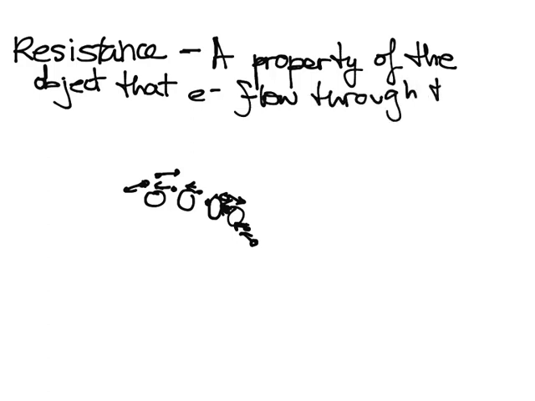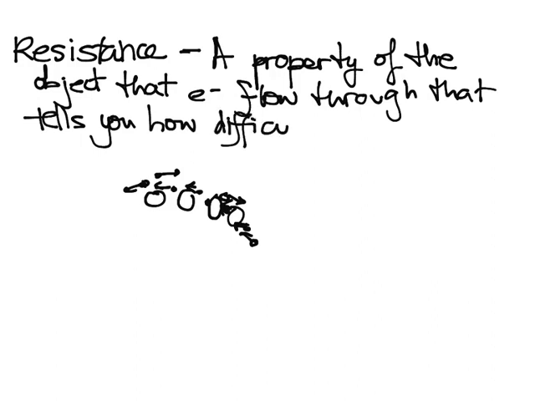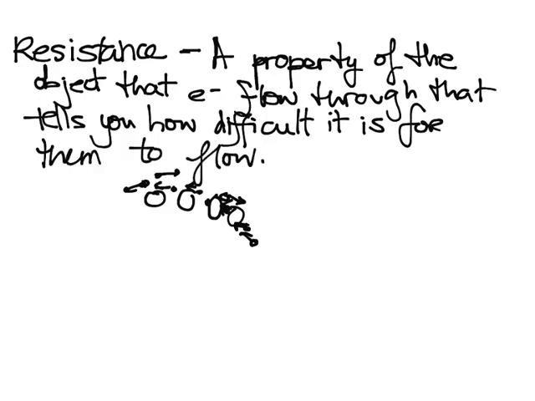It tells you how difficult it is for them to flow. Okay, and this is my picture of electrons coming through a wire. The big circles represent atoms that are sometimes deflecting our electrons. My little circles are electrons.